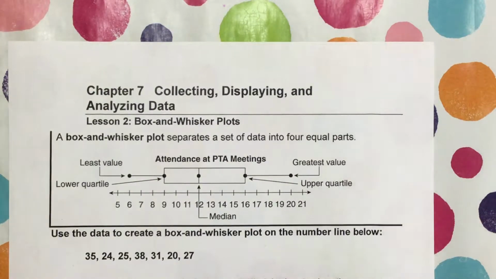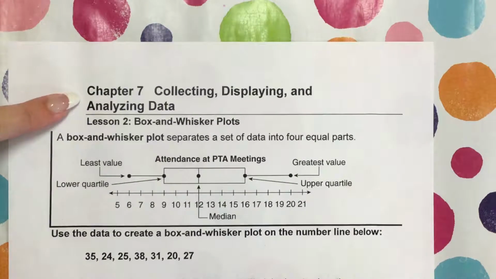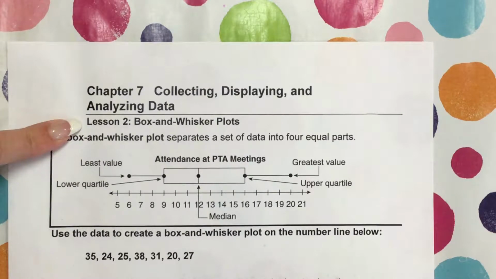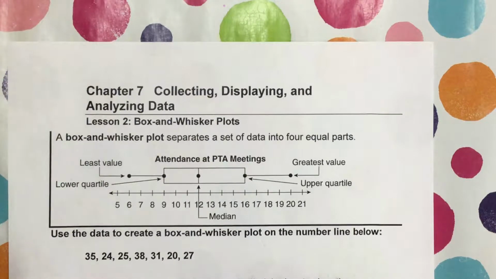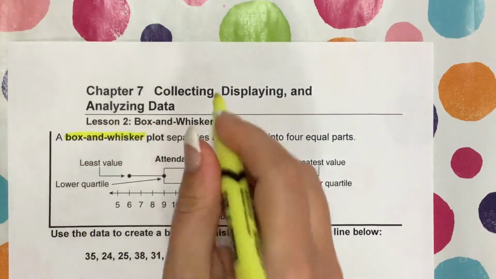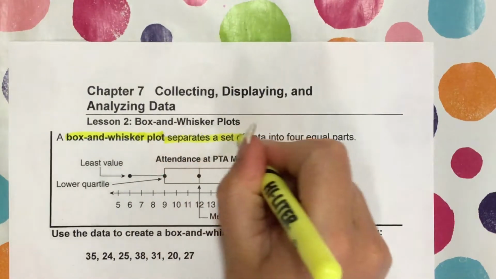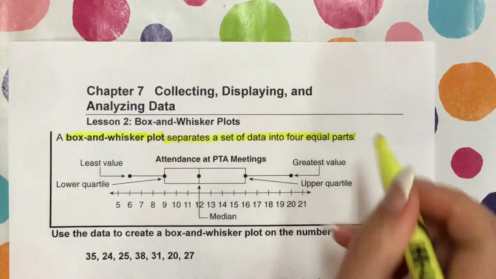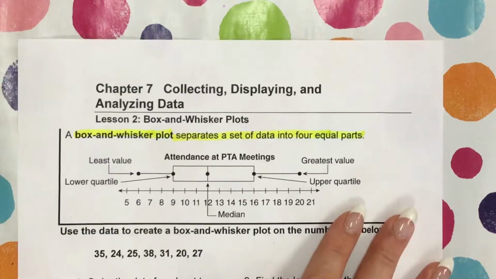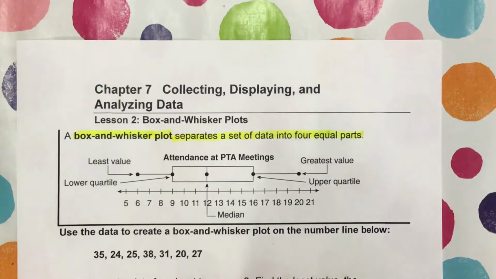Hello, we are back with Chapter 7, Collecting, Displaying, and Analyzing Data, and we're examining Lesson 2, Box and Whisker Plots. A box and whisker plot separates a data set into 4 equal parts. So look, this is a representation of a box and whisker plot.